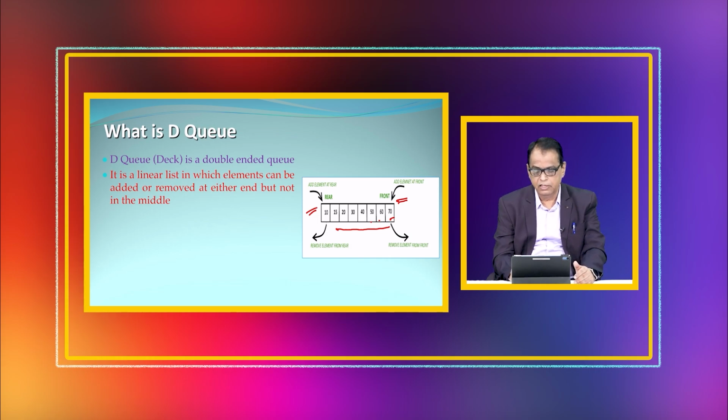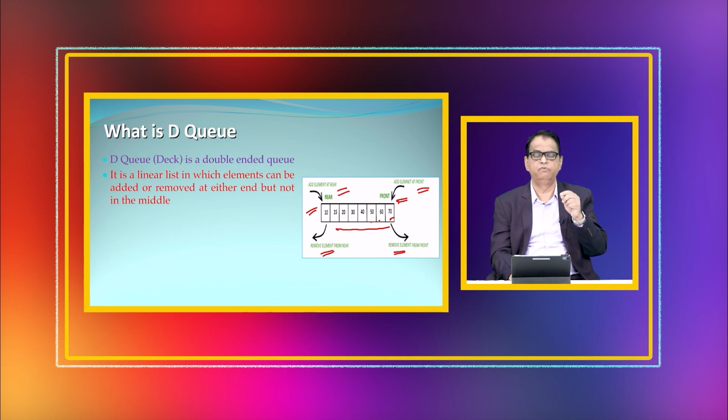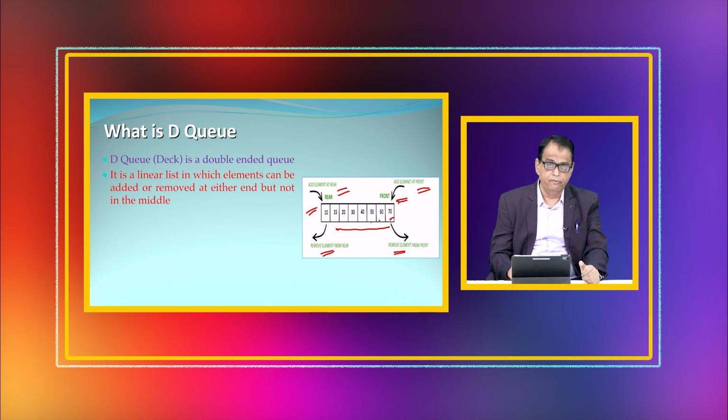So, here as shown in this figure, we can remove the element from both the ends and we can add the element from both the ends. So, addition of the element from both the ends is possible, removal or deletion of the elements from both the ends is possible, and whenever we have such type of queue, then that is called a double-ended queue.